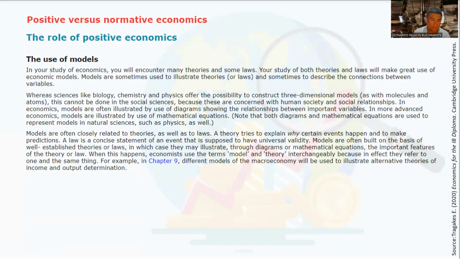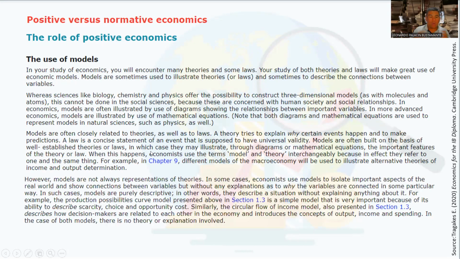Models are often built on the basis of well-established theories or laws, in which case they may illustrate through diagrams or mathematical equations the important features of the theory or law. So when this happens, economists use the terms model and theory interchangeably, because in effect they refer to one and the same thing. In chapter 9, for example, different models of the macroeconomy will be used to illustrate alternative theories of income and output determination. However, models are not always representations of theories.